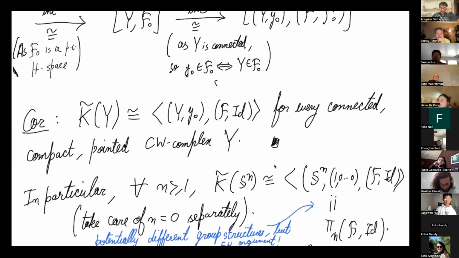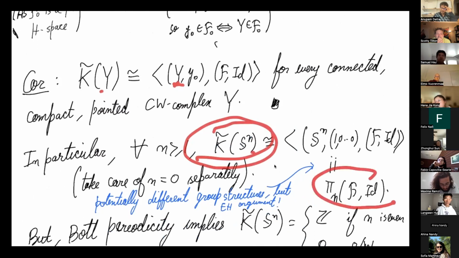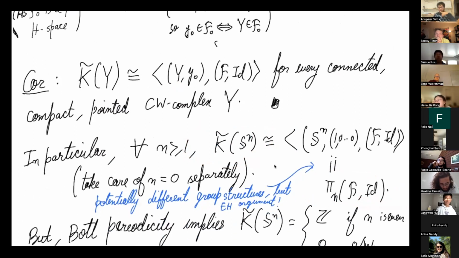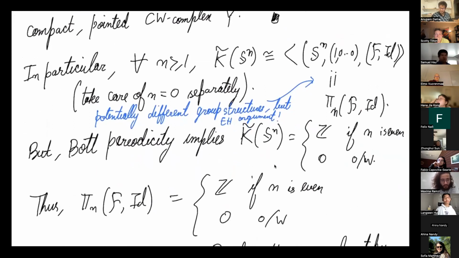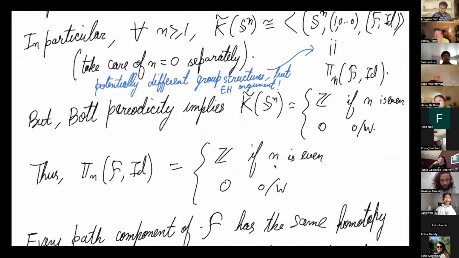And now we are done, because if you plug in Sn on both sides, on the one hand, you have the reduced K group of Sn. On the other hand, you have the nth homotopy group of F, where the base point is the identity. Although you have two different group structures, they are the same by an Eckmann-Hilton argument. And now by Bott periodicity, you know the reduced K groups of Sn, and therefore you also know all the homotopy groups of F, which are Z if n is even and 0 otherwise.